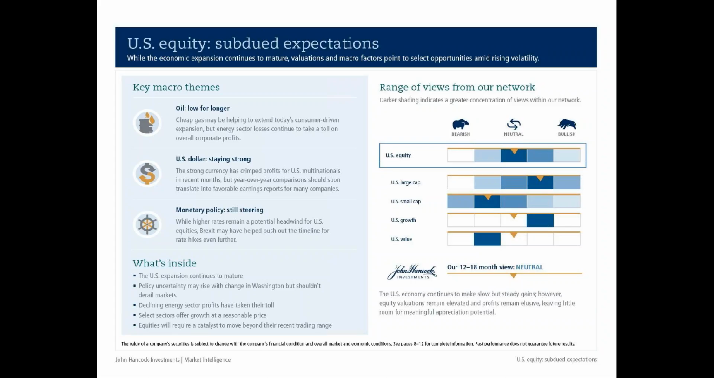Bearish meaning they believe that the U.S. equity market, for example, is going to go down or underperform. Bullish, all the way to the right, would mean that the U.S. equity market is going to go up or outperform. And what you can see is the concentration of views is neutral. So what does this mean as an investor?